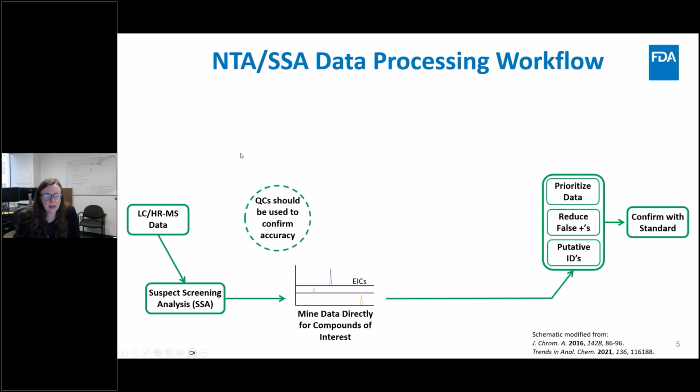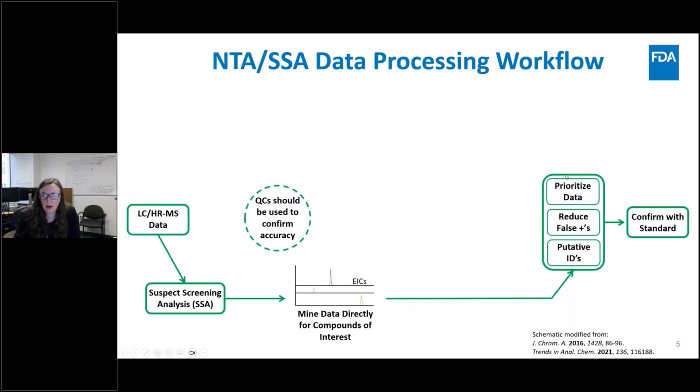And I'm going to start with suspect screening analysis. So we collect our LC-HRMS data, or high-resolution mass spectrometry data, and this is the case, again, for suspect screening, where you have a database that you're comparing to. So you have a list of chemicals, you probably have their molecular formulas, or at least their accurate masses, and you can mine the data directly for that. So effectively just generating an extracted ion chromatogram for each of the chemicals in that list.